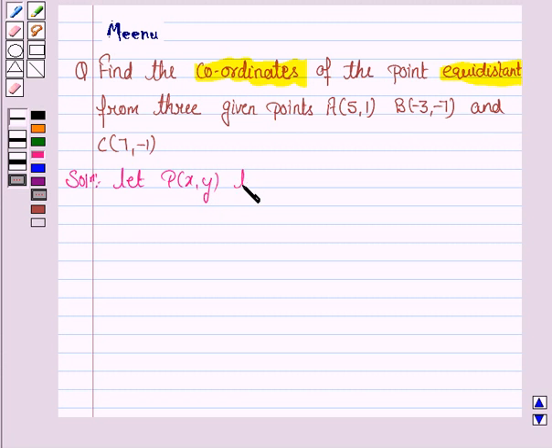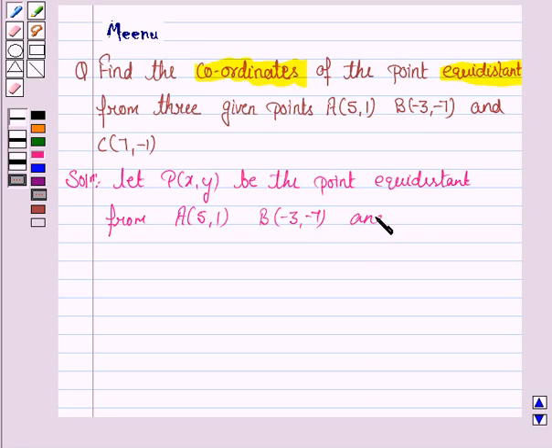Let P(x, y) be the point equidistant from the points A(5, 1), B(-3, -7) and C(7, -1). Now, since this point P(x, y) is equidistant from these three given points, we have PA is equal to PB is equal to PC, that is, the distance between P and A is equal to the distance between P and B is equal to the distance between P and C, and this is according to the question.